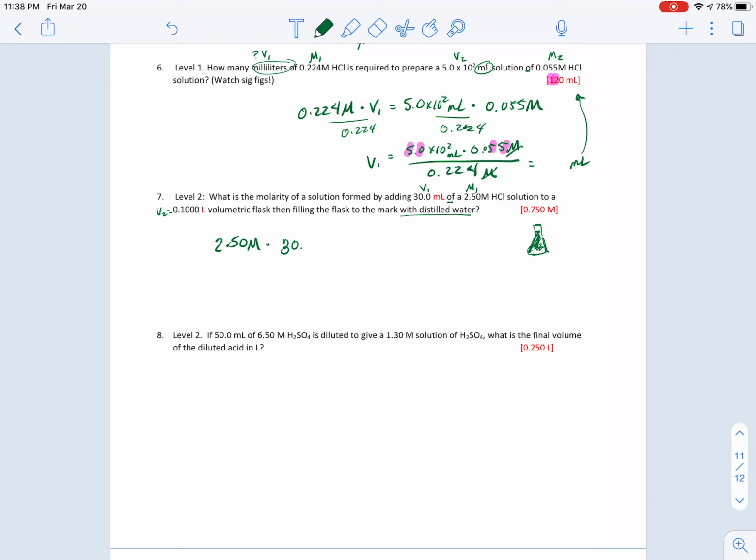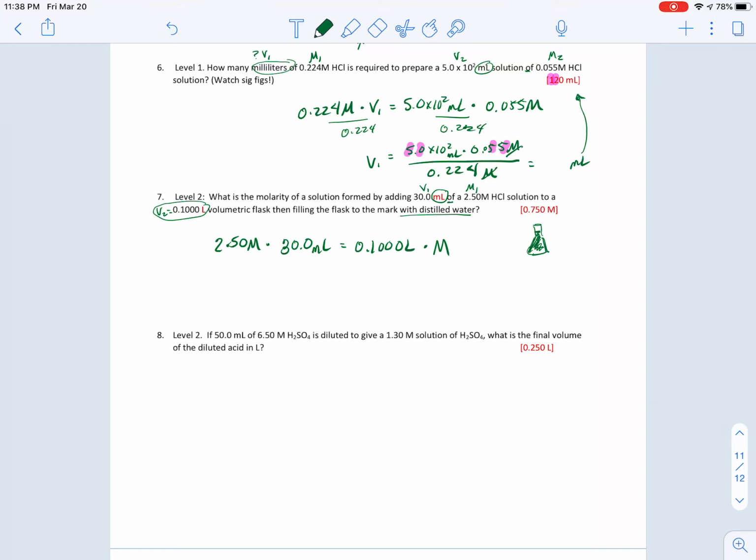So M1V1: 2.50 molarity times 30.0 milliliters equals 0.1000 liters times molarity 2. Now, I just noticed something, and you might have noticed this too.